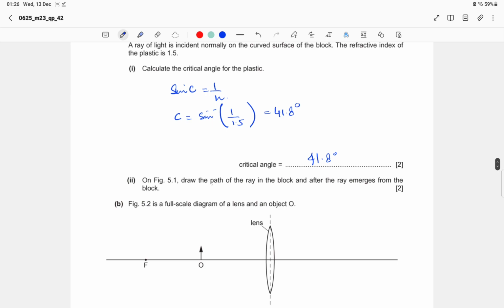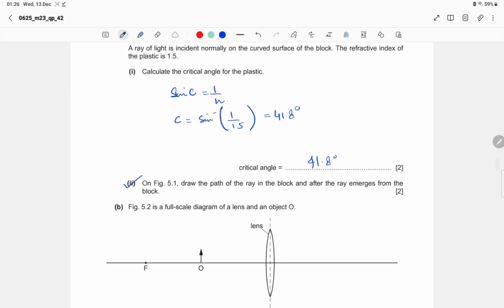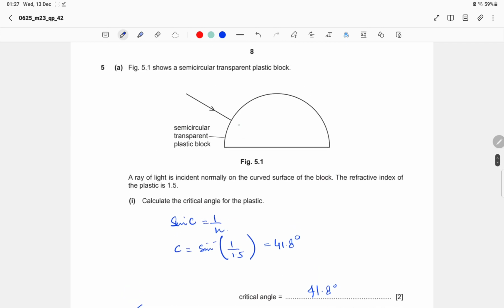On figure 5.1, draw the path of the ray in the block and after the ray emerges from the block. Okay, so what we can do is draw the straight line with the help of a scale and draw the normal. This is the angle of incidence. This is the angle of reflection.